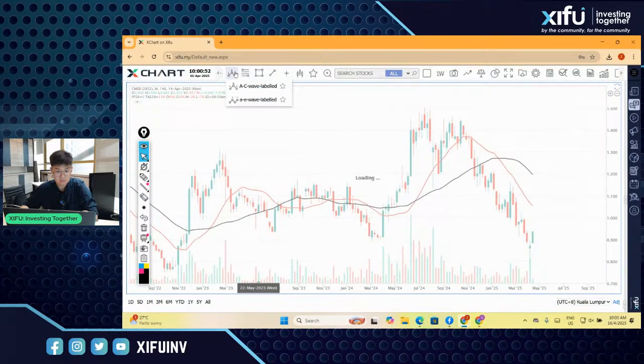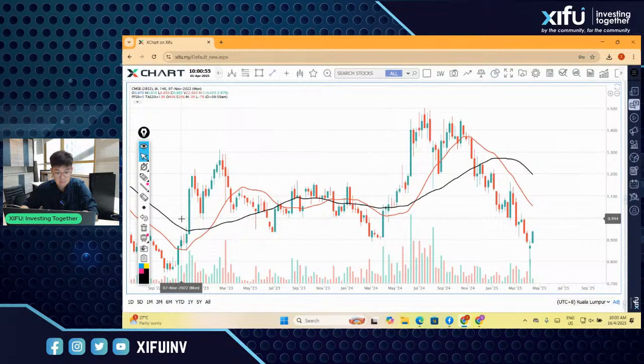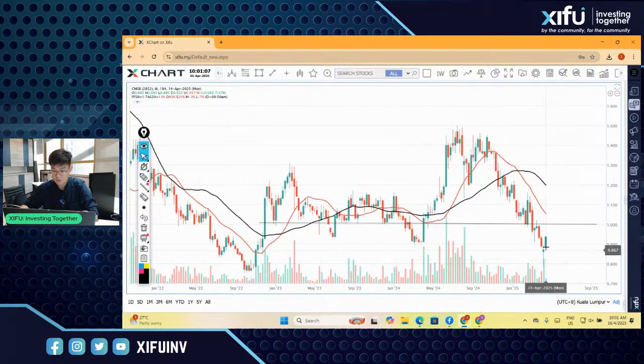Okay lah, this one. If you entered already, watch out 1 ringgit. So that's for CNSB. Weekly also forming a hammer with volume, so maybe yes, probably we'll retest again 1 ringgit area.